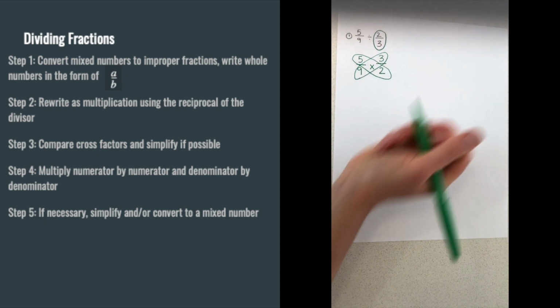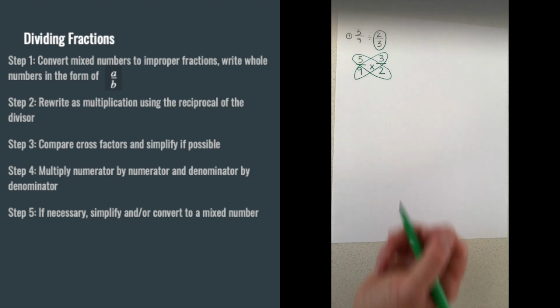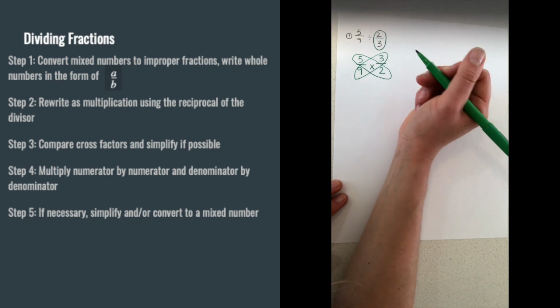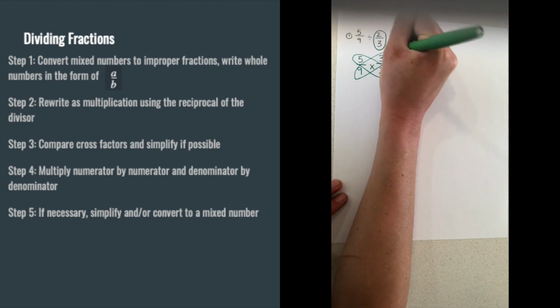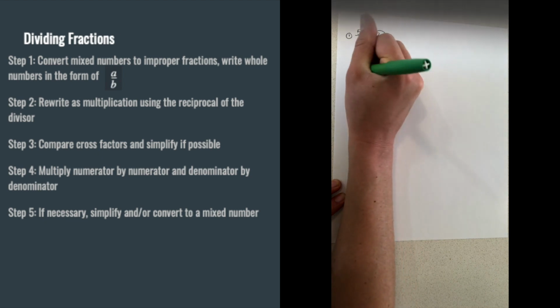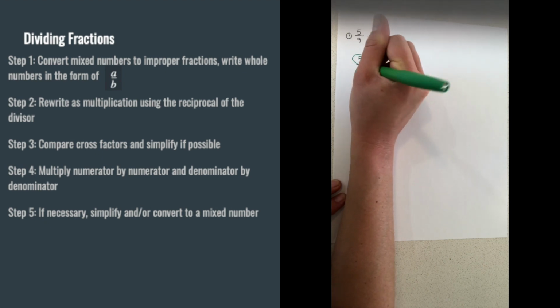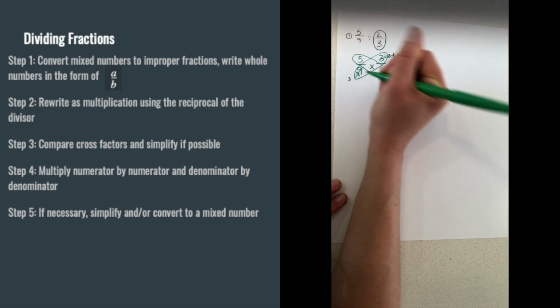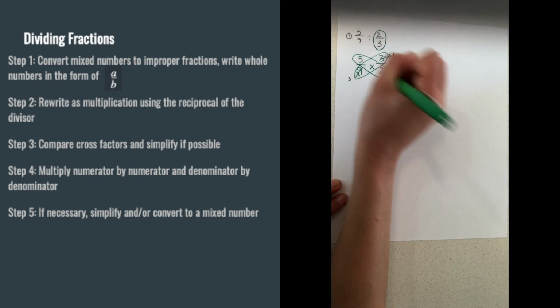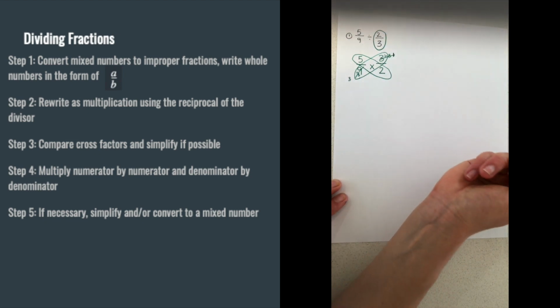and simplify if possible. Well, 9 and 3 can both be divided evenly by 3. So that's what we can simplify by. 3 divided by 3 equals 1. So I'm going to cross the 3 out and write a 1 there. And 9 divided by 3 equals 3. So I'm going to cross the 9 out and write a 3. And 5 and 2, those are both prime numbers and they cannot be simplified.